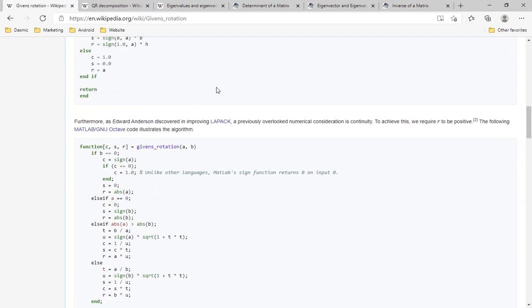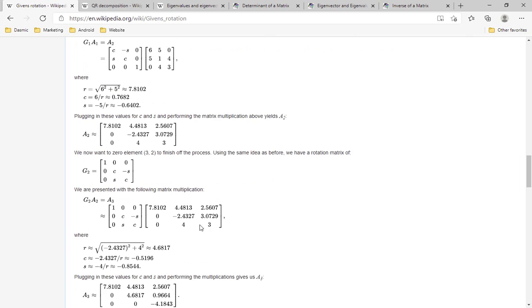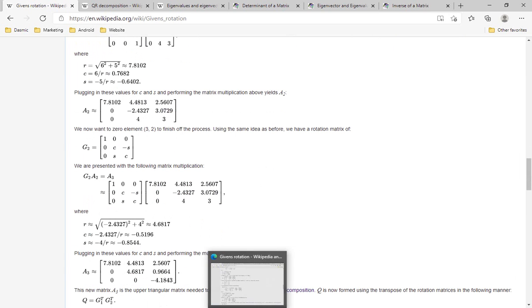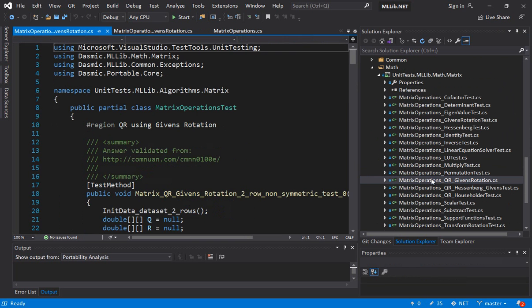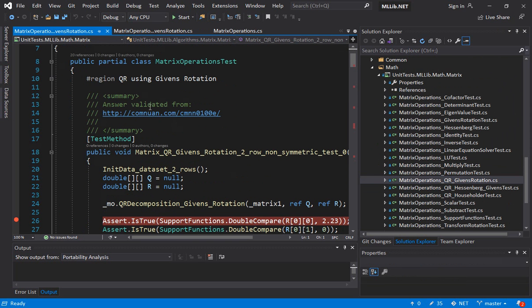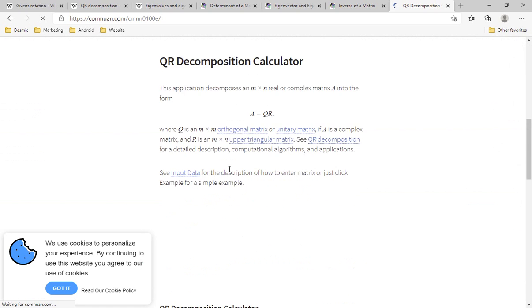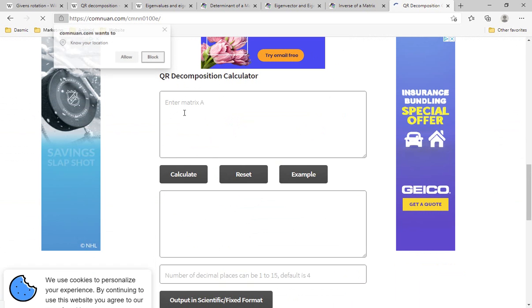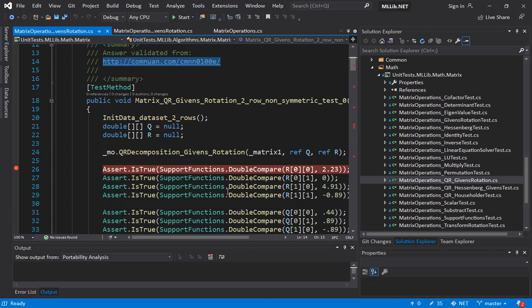We have referenced these articles here and used this example in the Wikipedia article to verify that the matrix is working correctly. All the verification, again, has been done in our unit test operations. We have linked an answer here. If you go to this link, actually let's open this. This has some online computations where we can verify the results. There's a QR decomposition calculator where you enter any matrix and it gives you a specific result. A lot of ads in that website.